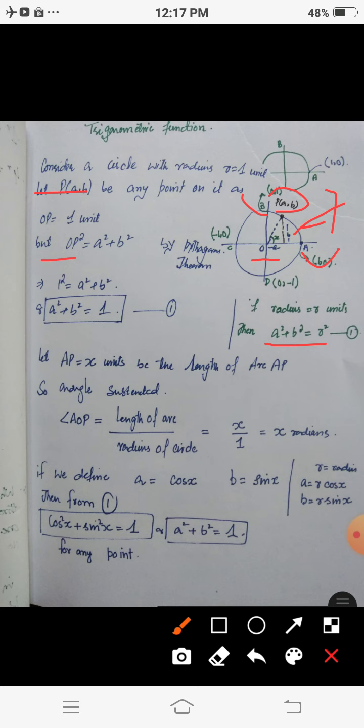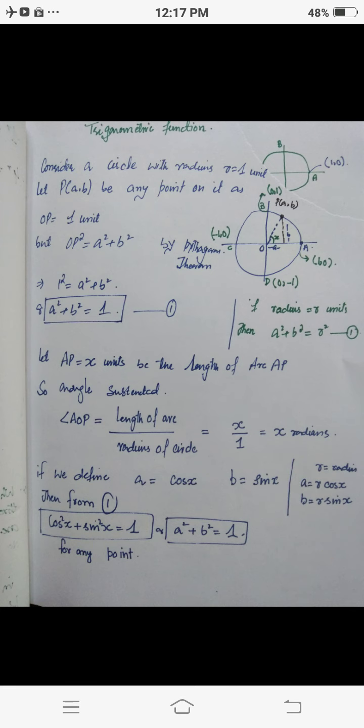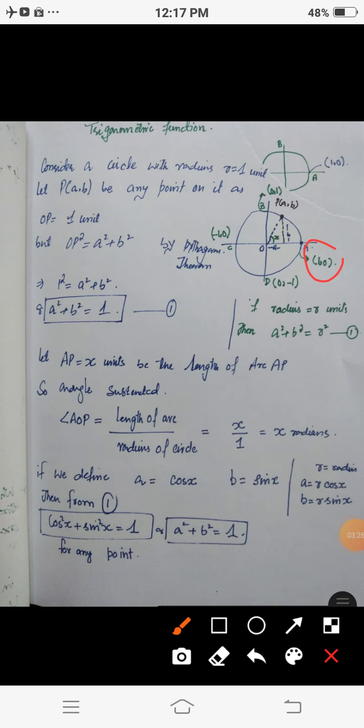Here we consider the circle whose radius is 1, so this means that the distance between O and A is 1 unit, hence the coordinates of point A are (1, 0). Similarly the coordinates of point B are (0, 1), because the x-coordinate is 0 and the y-coordinate is 1. Similarly point C is on the negative x-axis, (-1, 0), and for D it is (0, -1). So these are the coordinates.